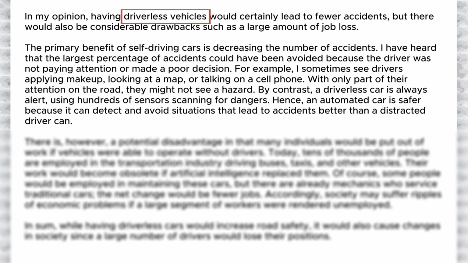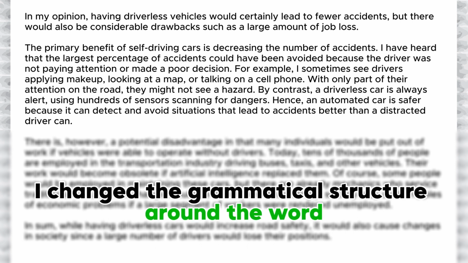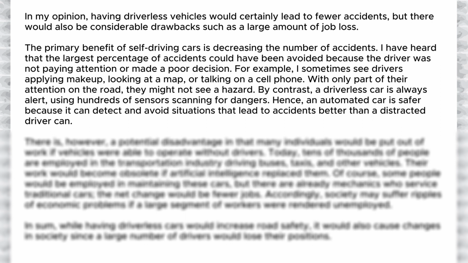Here, driverless vehicles turn to self-driving cars. I also changed fewer accidents to decreasing the number of accidents. The word accident is the same, but you don't have to change every single word. In this case, I changed the grammatical structure around the word. This topic sentence is general. After I give the general claim, I explain what I mean in more detail.